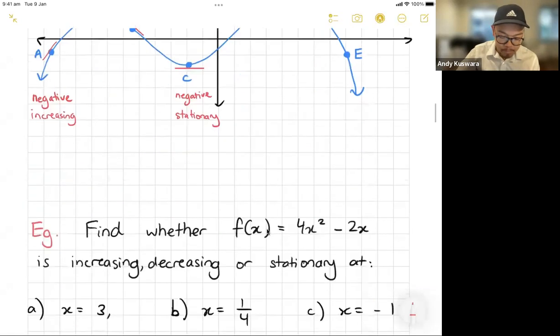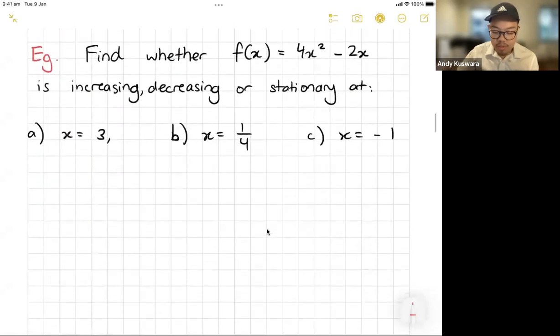Okay. Now, this is probably where you're more likely to see the questions. They'll give you a function. They'll say 4x squared take away 2x. Now we want to find whether it's increasing, decreasing, or stationary at these 3 points: x equals 3, x equals a quarter, x equals -1.